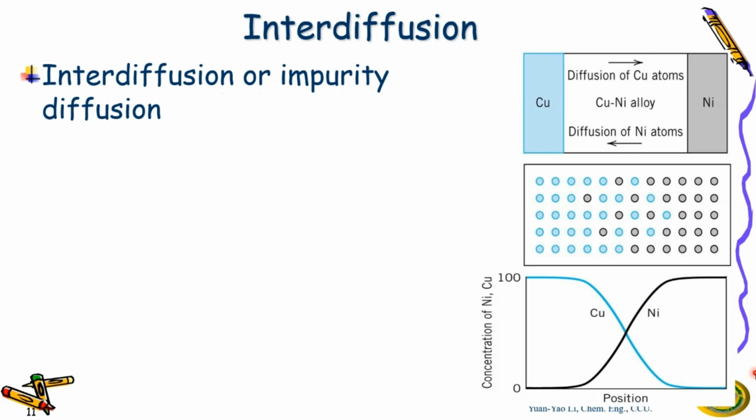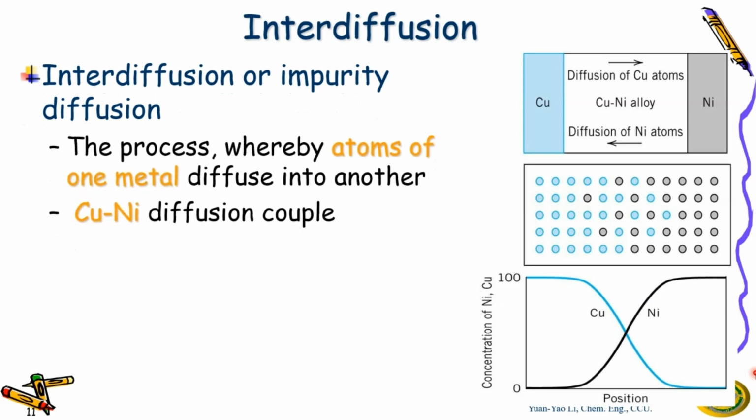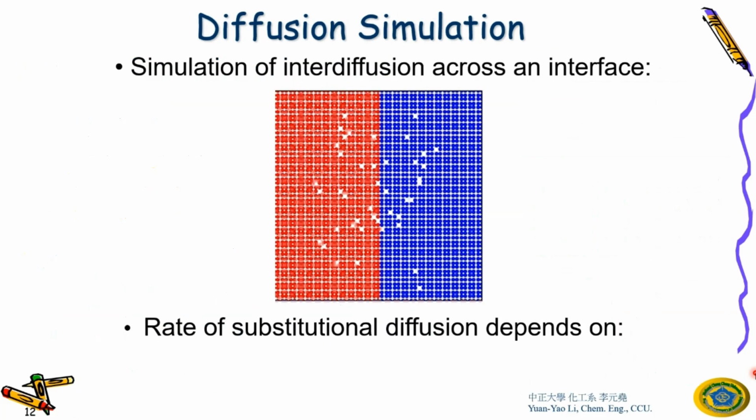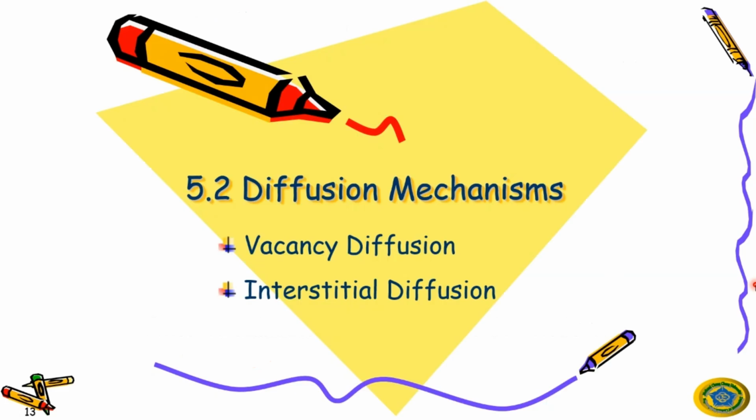So interdiffusion or impurity diffusion looks like this. Please read this by yourself. Okay, so this is the simulation of the interdiffusion. You have A type of atom, B type of atom, and you have vacancies. So I just introduced you to 2 terms.